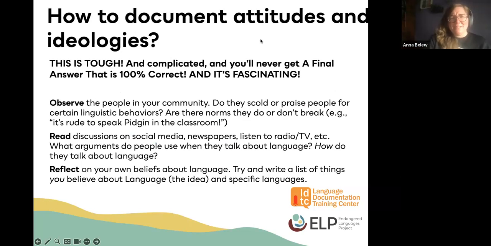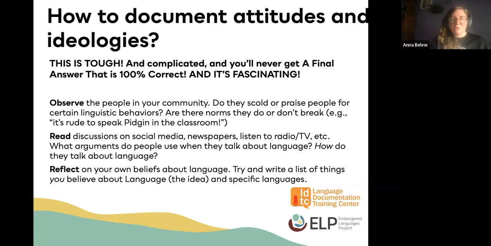Then we get into documenting language attitudes and ideologies. And this is one of the most complicated things that it always feels like it's going to slip through your fingers like sand. You're never going to get one clear final answer that is totally correct, but that's good. That's just part of the complicated awesomeness of how humans use language. And so the best you're ever going to do is starting to really identify and unpack and look at some of these patterns of attitudes and ideologies.